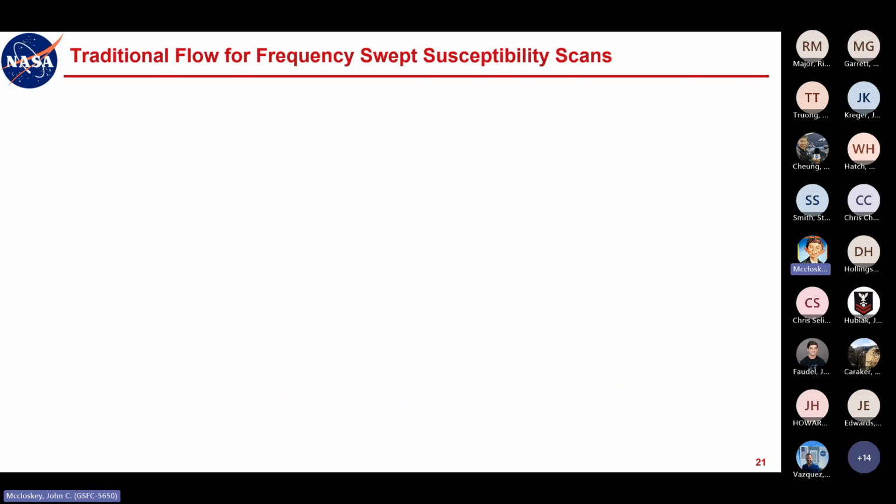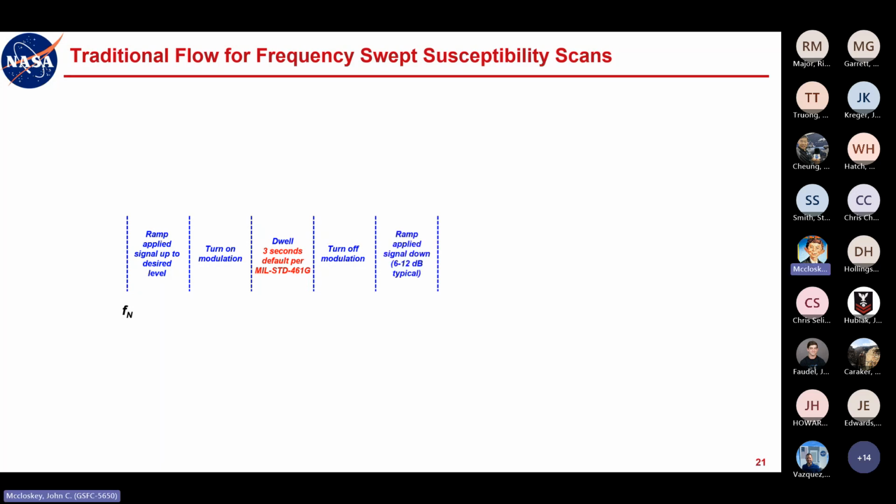So, just the traditional flow for frequency swept susceptibility scans: you have your starting frequency, or just your nth frequency. But let's just say this is your first frequency. Then you ramp the applied signal level up to the desired level. You want to start at some low level and then ramp the signal level up. Turn on the modulation. Dwell for 3 seconds, which is the default per MIL-STD-461G. Turn off the modulation. Then ramp the applied signal down.